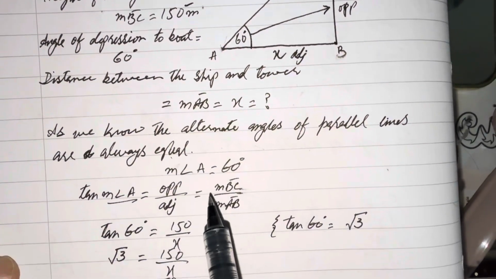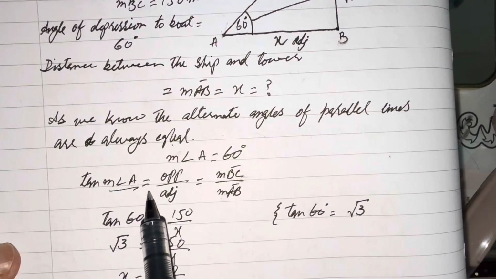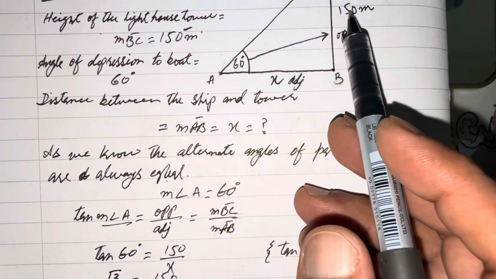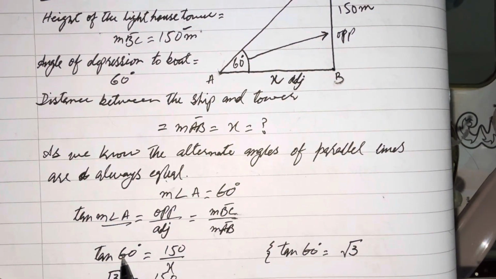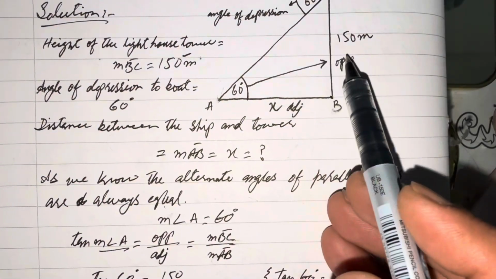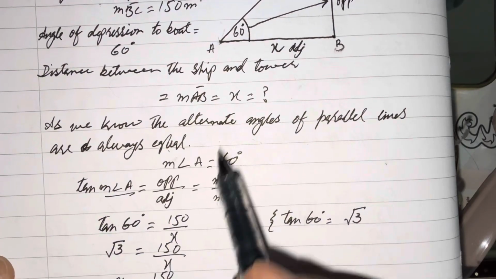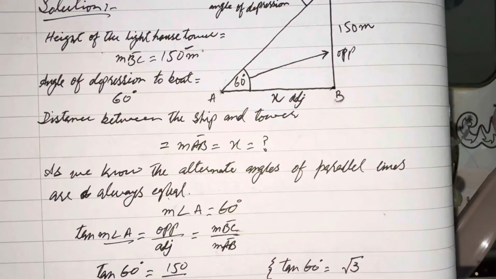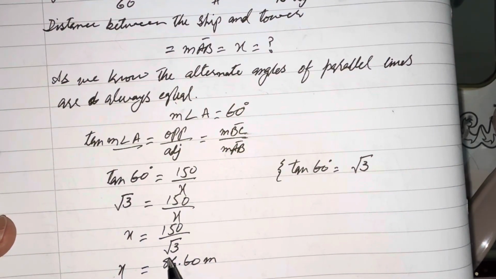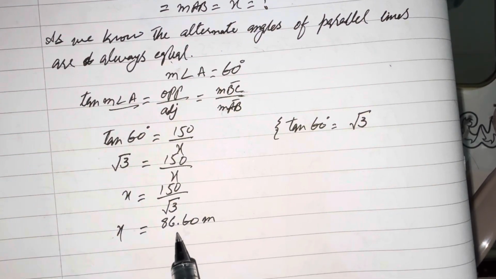After that, by taking the trigonometric ratio, tangent of angle A is equal to the opposite side divided by the adjacent side. By putting the values, tangent 60 is root 3, the opposite side, the height of the tower, is 150 meters, and x is the length showing the distance between the ship and the tower. By using the calculator, we have found the distance between the ship and the tower is 86.60.